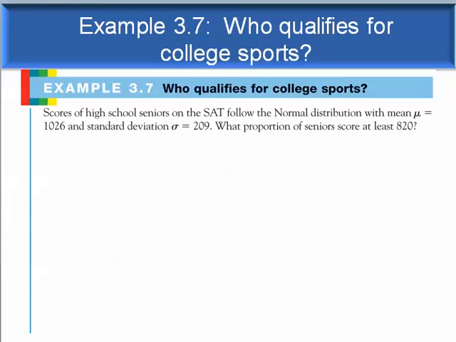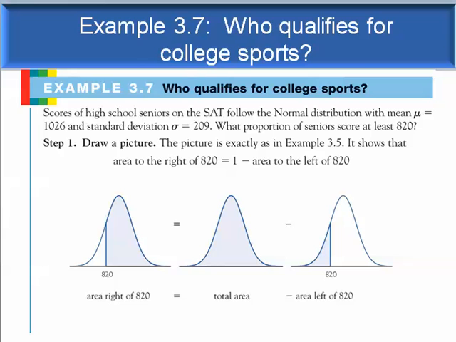As we do with all of these problems, first we're going to sketch out a picture of the problem. To remind ourselves, table A values give us the percentage below a certain value. In our problem, we're looking for the percentage that fall above, or to the right of, a certain value. So the area above 820 will equal the total area, which is 100% or 1, minus the area to the left of 820.